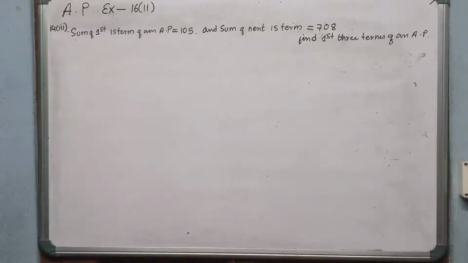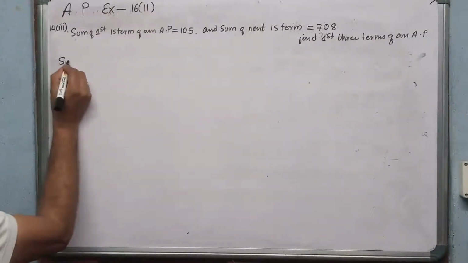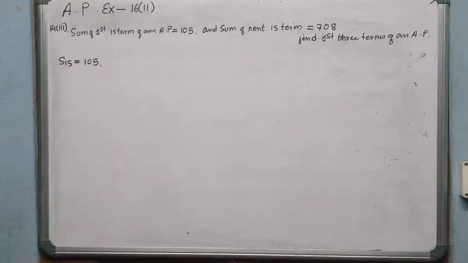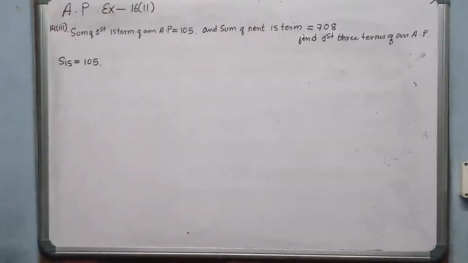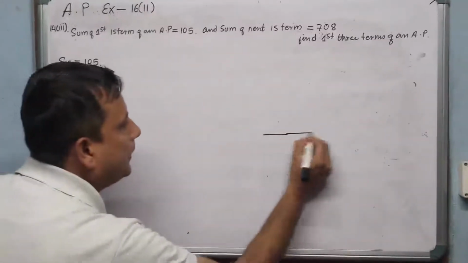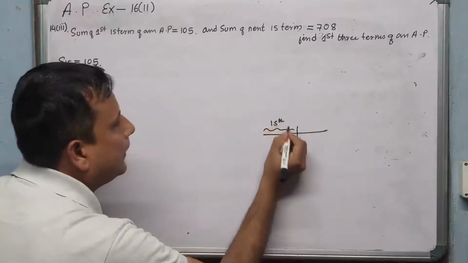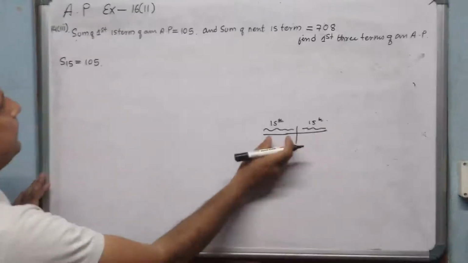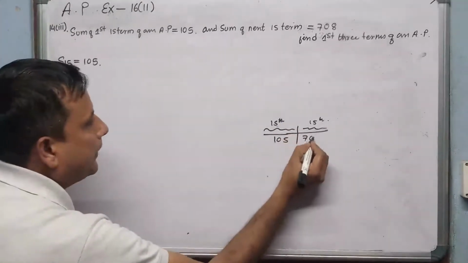Now the question is, the sum of the first 15 terms of an AP is 105. I'll represent this quantity as the sum of the first 15 terms of an AP is 105. Next is the sum of the next 15 terms. In this AP series, this is the first 15 and this one is the next 15. The sum of the first 15 terms of an AP is 105, and the next 15 is 708.